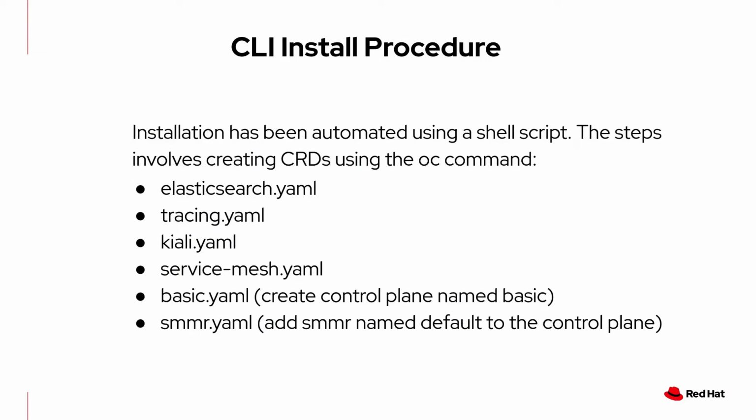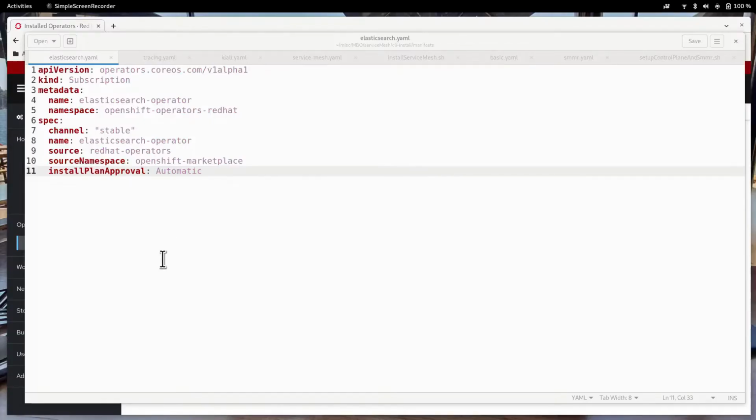In our case, because we're using four operators, including the Elasticsearch, tracing, CLI, and Service Mesh YAML. As I mentioned in the introduction, for each operator you're going to use, you need to create a YAML file for it. Let's look at the Elasticsearch YAML file. So here the kind is subscription, and the name of the operator is called Elasticsearch-operator. Channel means the version you're going to use. Stable is the latest stable version. And the source is from Red Hat operators, and the source namespace is OpenShift Marketplace.